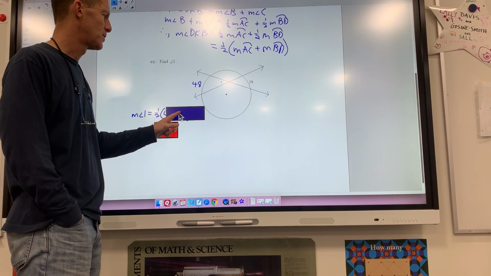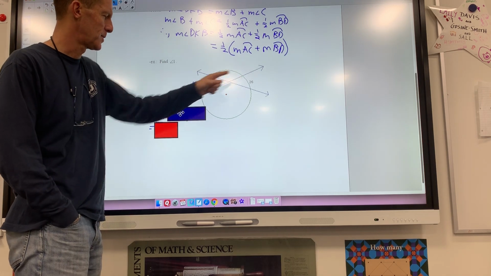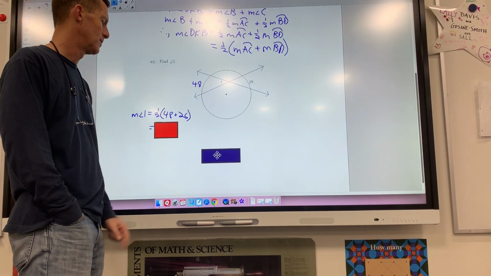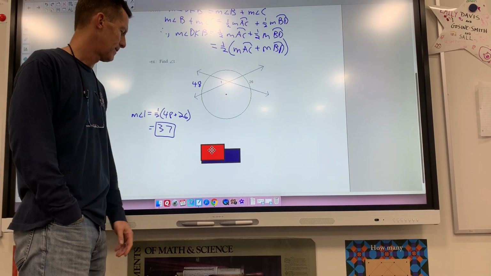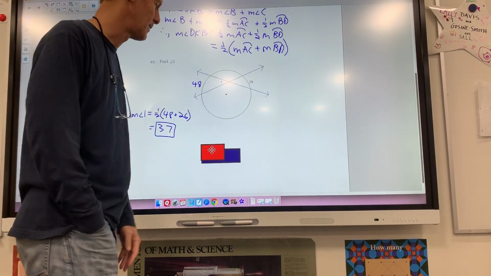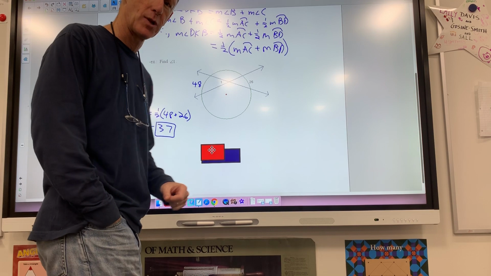Well, the measure of angle 1 would be equal to this one plus this one, divided by 2. So 48 plus 26, and divided by half. Anyway, that's 74 divided by half, which is 37. Hopefully that's what you got.